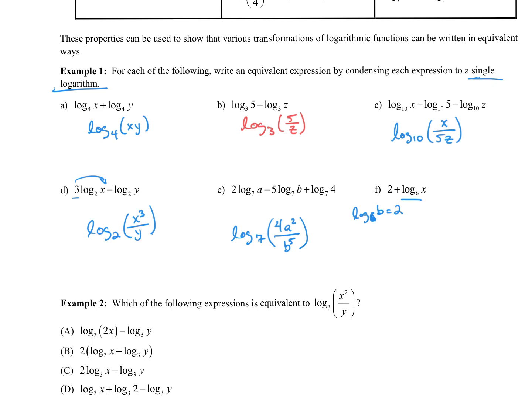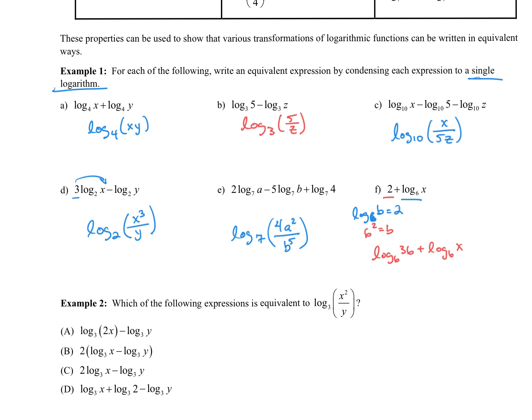Well, how do I solve a log? A to the c is equal to b. So what's my a? 6 to the power of 2, which is equal to b. And so what is 6 squared? 36. So now I'm going to take this 2 and replace it with log base 6 of 36. And then I have plus log base 6 of x.